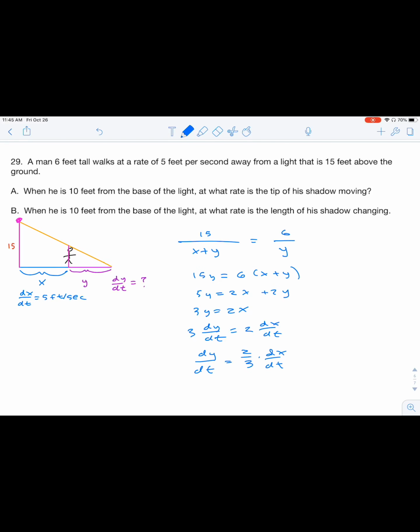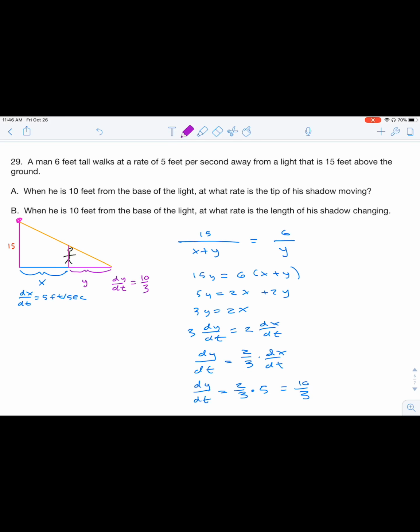In this case, dx/dt is 5. So dy/dt equals 2/3 times 5. So that equals 10/3. So dy/dt equals 10/3. So let's think about what that means, because there's two questions here.